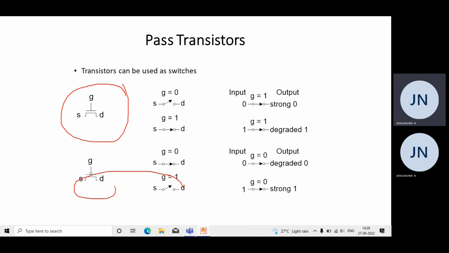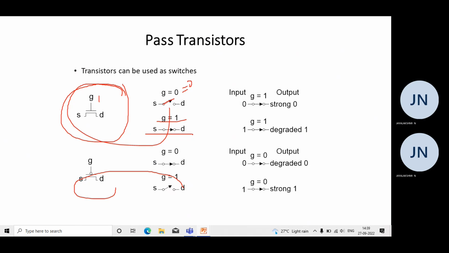So as I said, for the NMOS transistor, if G is equal to 0, the transistor is off. When the transistor is off, there is an open circuit between source and drain. And if G is equal to 1, the NMOS transistor is on. When the NMOS transistor is on, there is a closed circuit between source and drain.